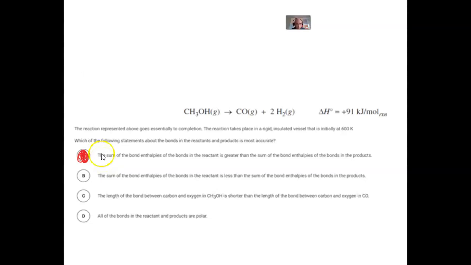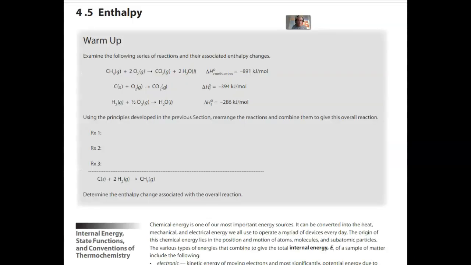That's what we're going to get to here in a moment, but it could also be said the sum of the bond enthalpies of the bonds in the reactants is greater than the sum of the bond enthalpies of the bonds in the products. And we'll learn more specifically what that statement means in a moment. So I've skipped ahead to section 4.5 now, where we're going to be for the next three lectures. It's on enthalpy, and the order in which the information is presented in this section to me doesn't make total sense. So I'm going to present it in a slightly different order that will hopefully make sense to you.